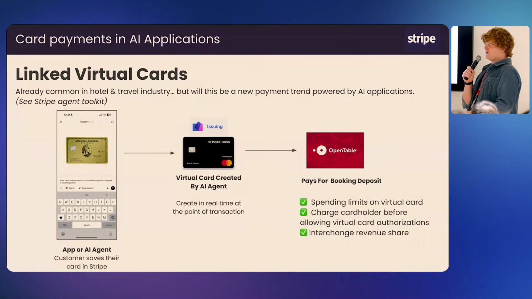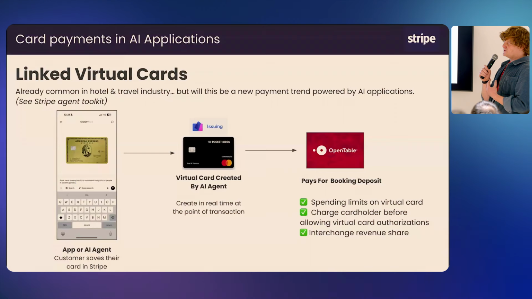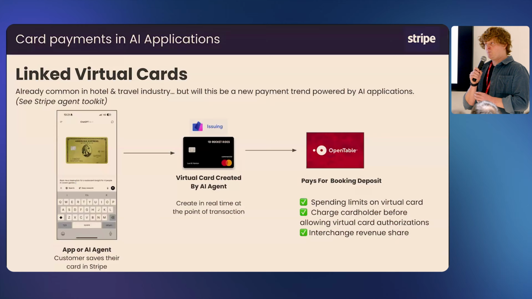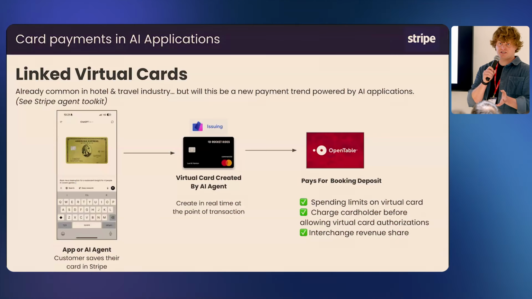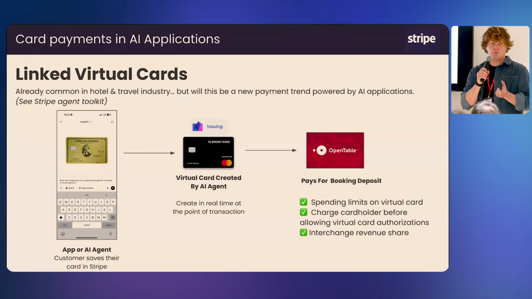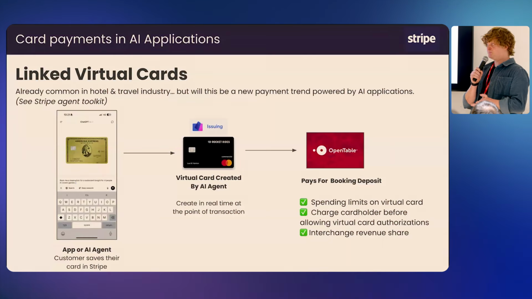So here you've got an American Express. If I was going to pay $50 or £50 for a restaurant deposit, you'd want to make sure that charge is successful before you allow an authorization on the virtual card. It's also really common, by the way, to create one virtual card per authorization. They're almost disposable.